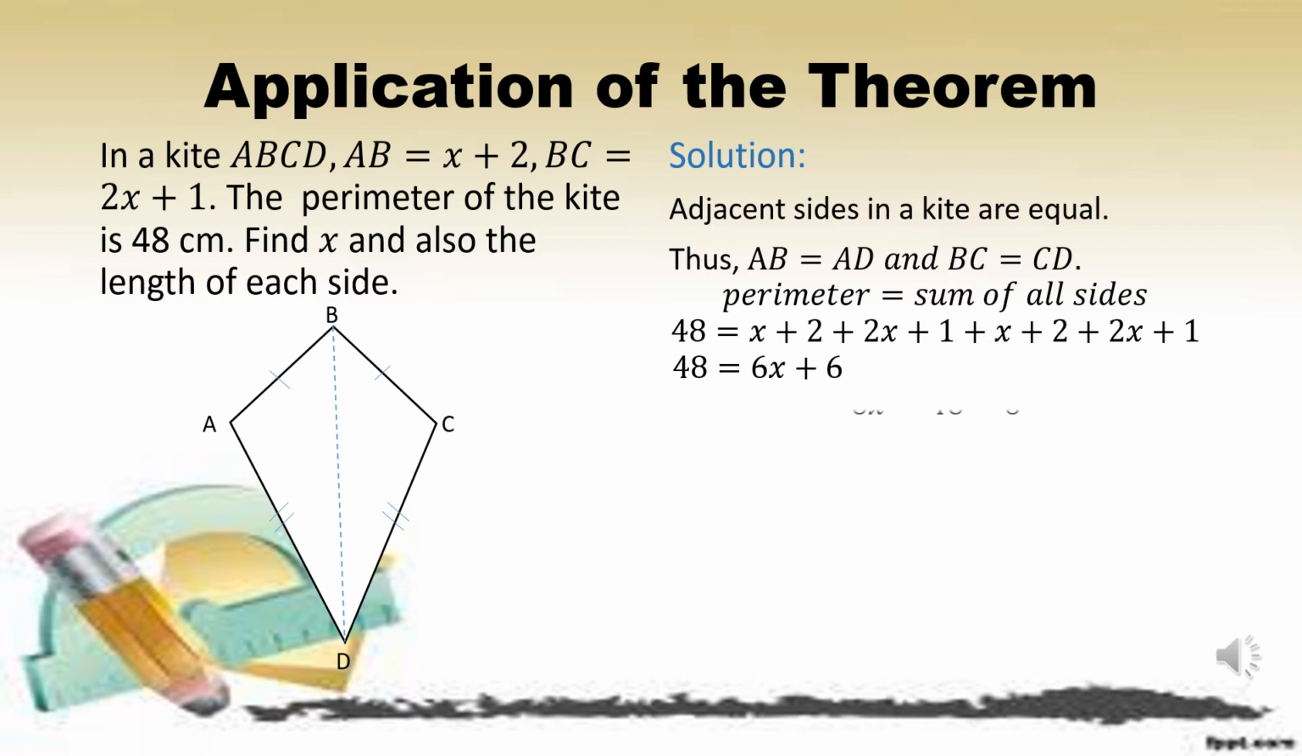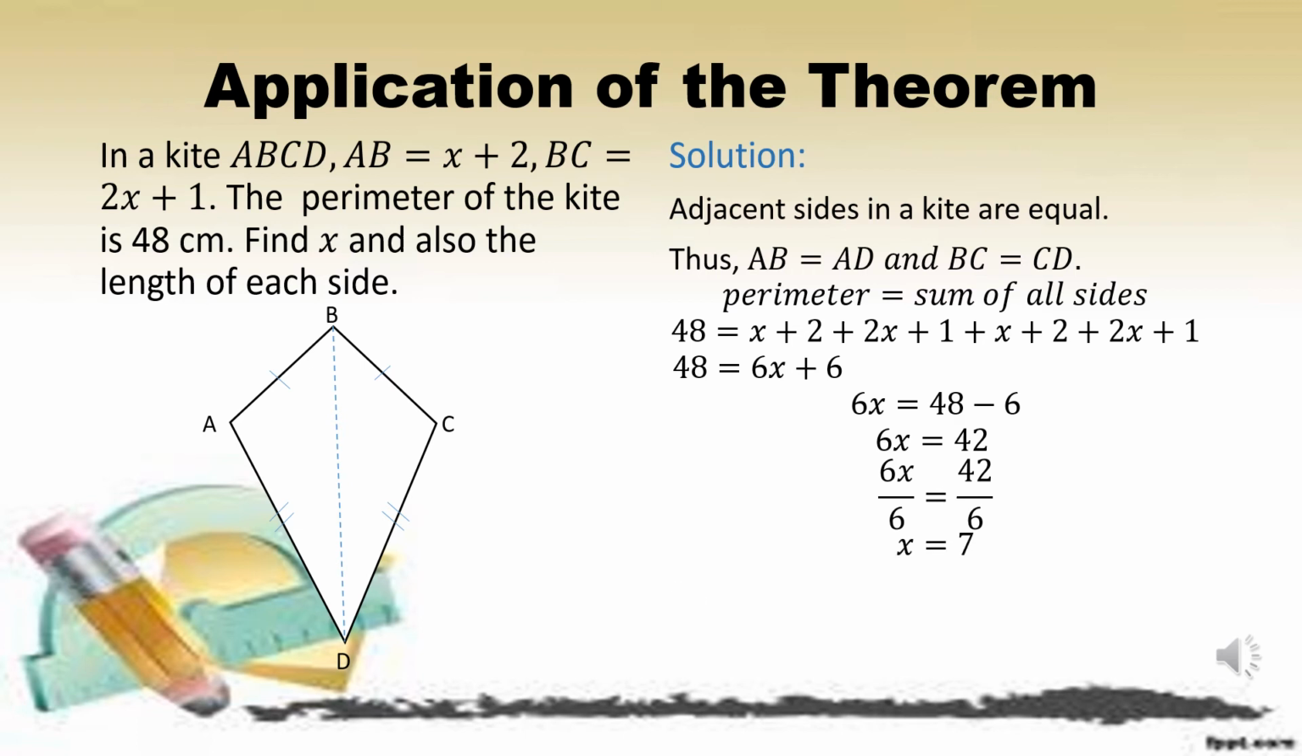Next, to get the value of x, we have 6x equal to 48 minus 6 using the subtraction property. Next, 6x is equal to 42, and to get rid of 6, we have 6x divided by 6 equal to 42 divided by 6. That gives us x equal to 7.